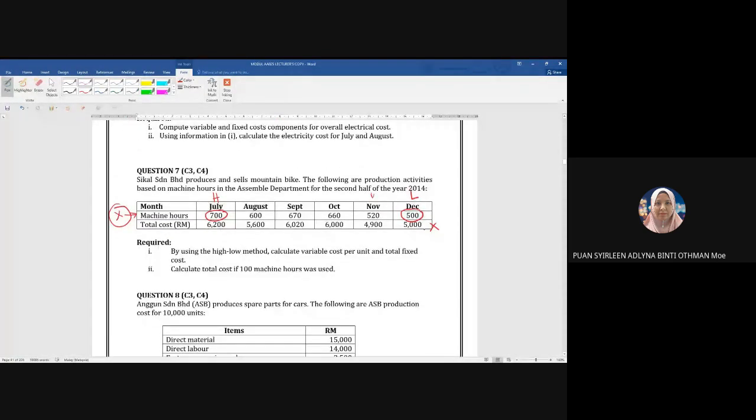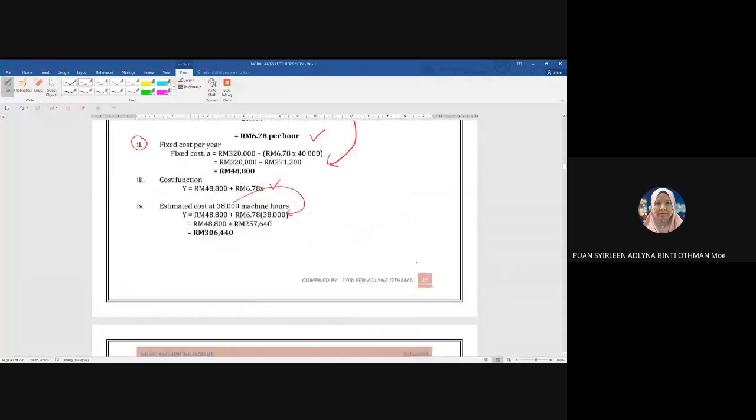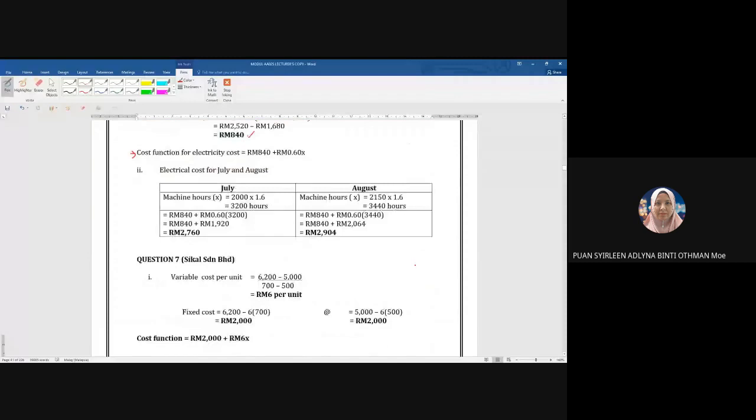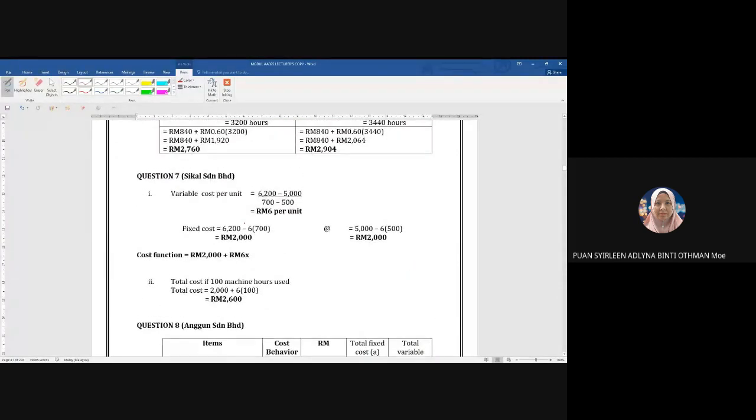Okay, right. So sebab itu, bila saya jawab untuk soalan 7, I'll straight away ambil nilai untuk December and also July. So it's 6,200 minus 5,000. So dapat RM6 per unit.